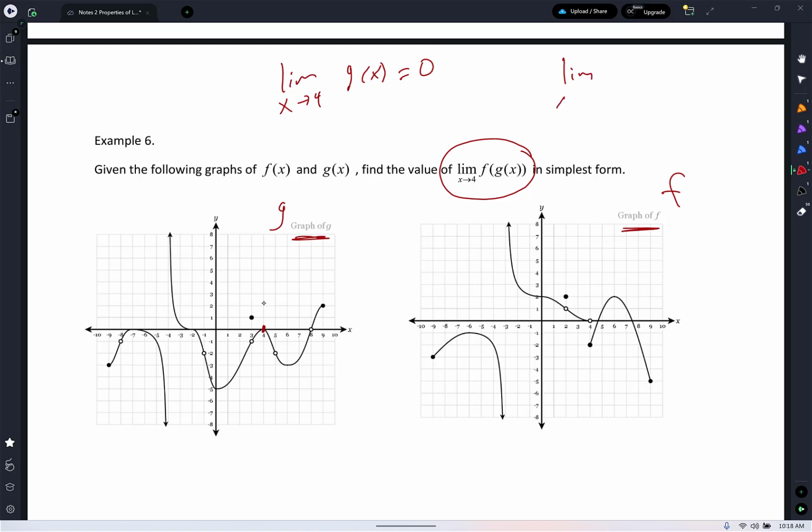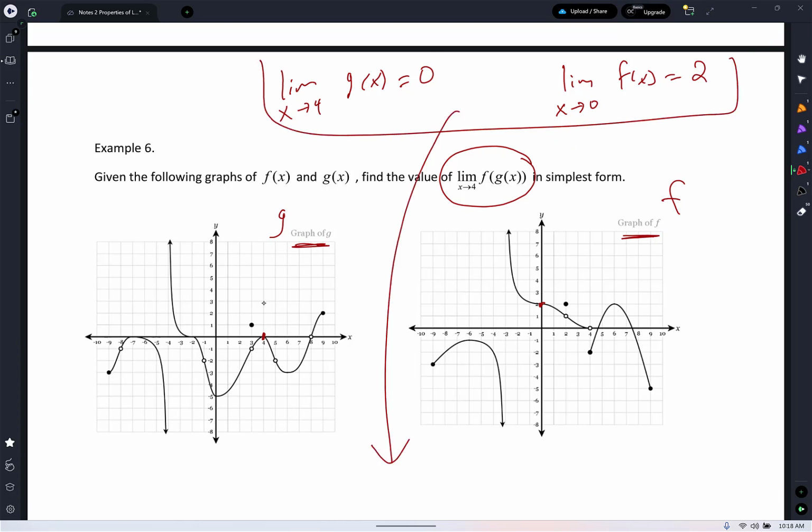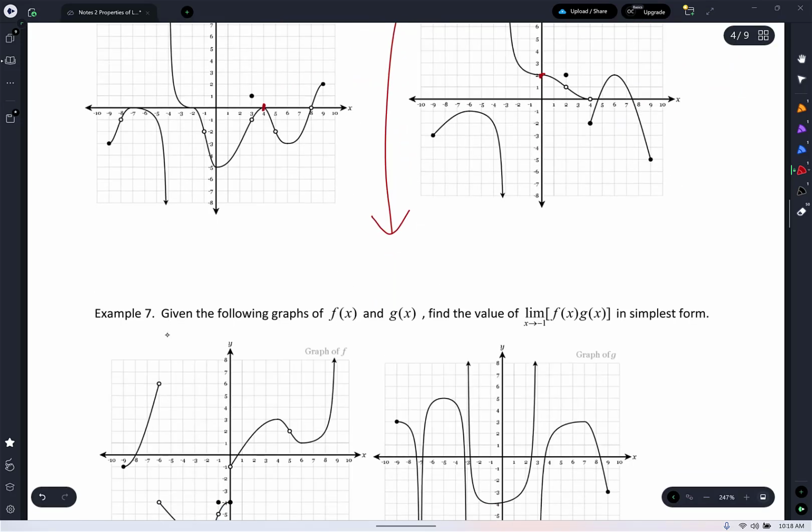Limit as x approaches 0 for which function? F of x. Perfect. So now if I approach 0 from the left and the right, what is that y value? 2. There it is. Both of these go down here. I just didn't have enough space. Yay or nay? Perfect. Let's go to the next example, guys.